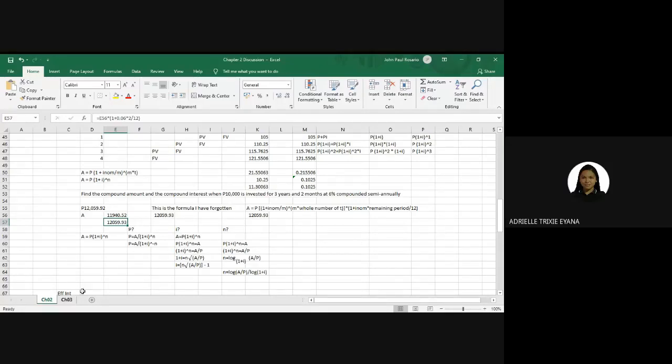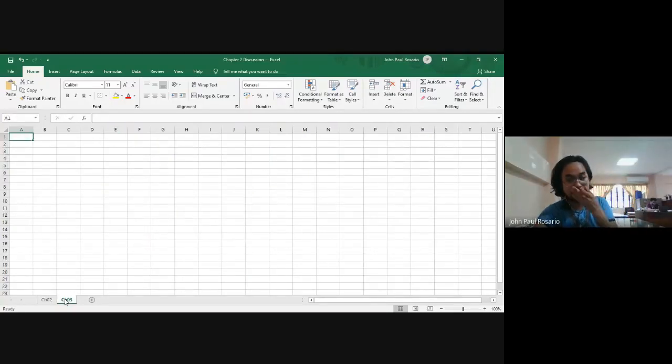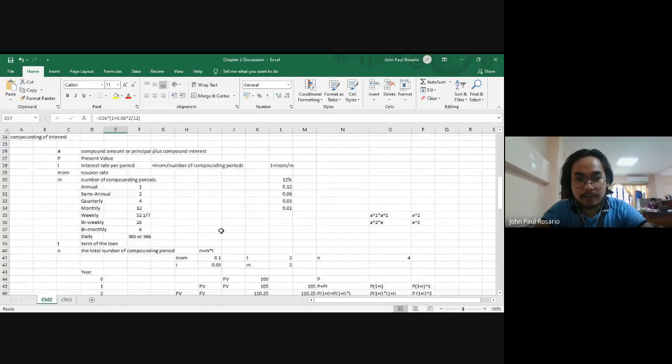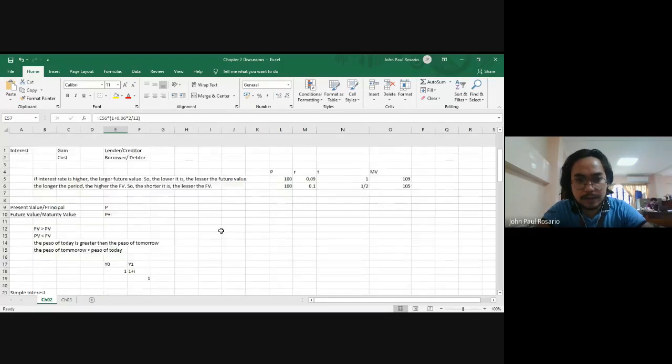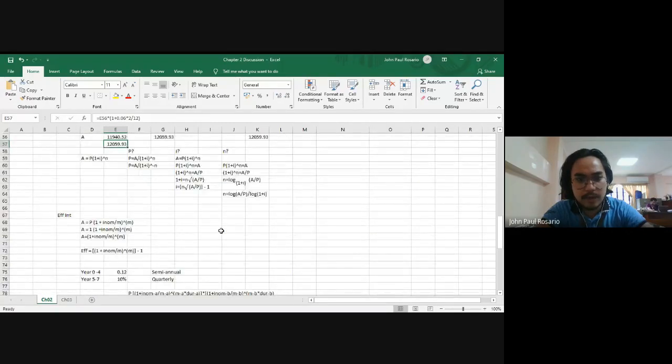Yes, sir. Okay, move on na din ta to chapter 3. Actually, chapter 3 is short. What we will really discuss here is the equivalent values, because present value is simply manipulating your formula, and I think we have already discussed it the last time. Not sure.